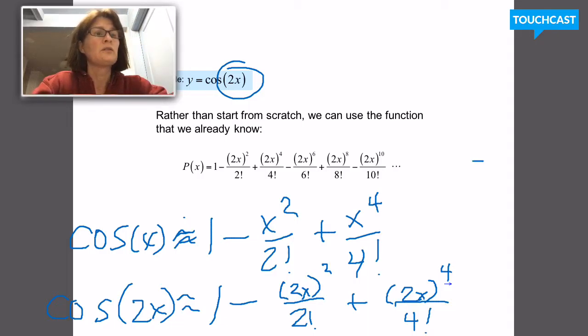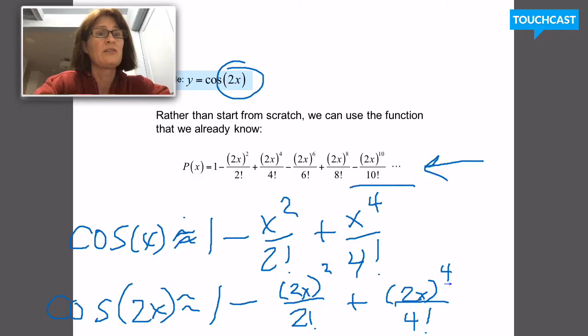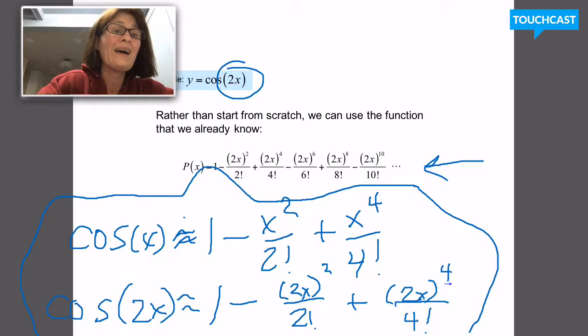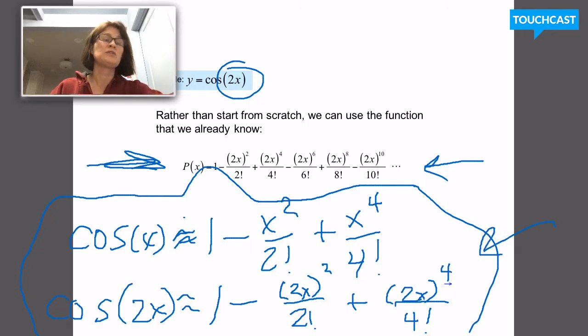So here you can write out the whole pattern, but my instructions specifically were to find the 4th order Taylor polynomial, which means you're going to stop after the x to the 4th term. So down here, 1 minus 2x squared over 2 factorial plus 2x to the 4th over 4 factorial is the 4th order Taylor polynomial for y equals cosine of 2x. And you can see, once I knew this Taylor polynomial for cosine of x, this was much easier than stopping and finding all those derivatives of the cosine 2x function.